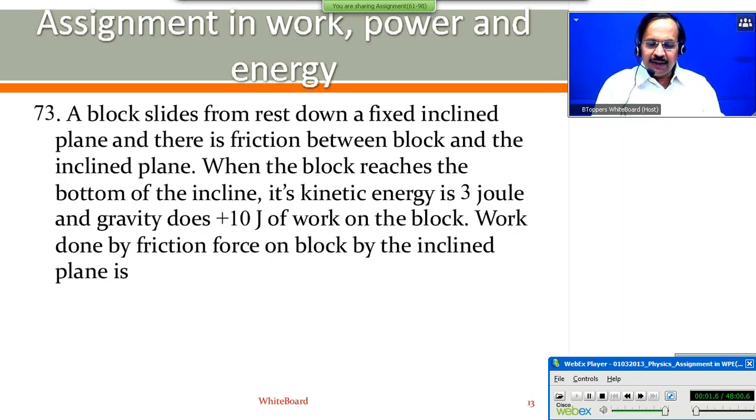So in the previous class, I discussed the solutions of the questions numbering from 61 to 72 in the assignment in work, power, energy. Now I am going to continue the discussion of the solutions for the questions in the assignment in work, power, energy, starting from 73 onwards. Look at question number 73 on the screen.